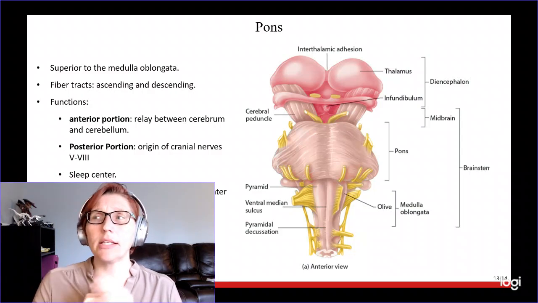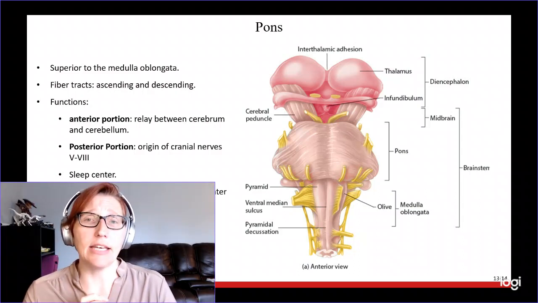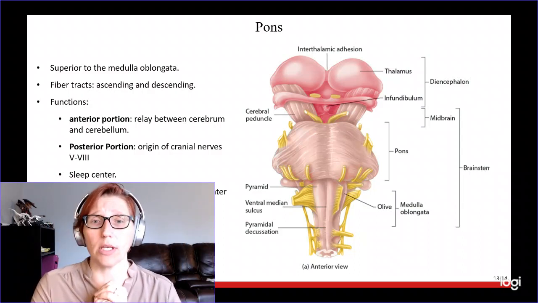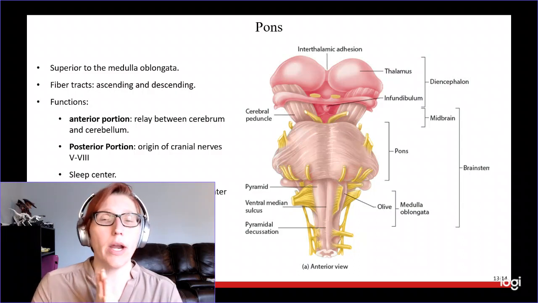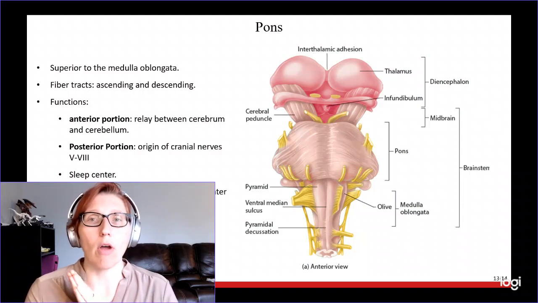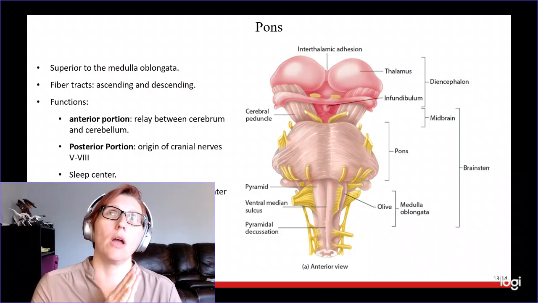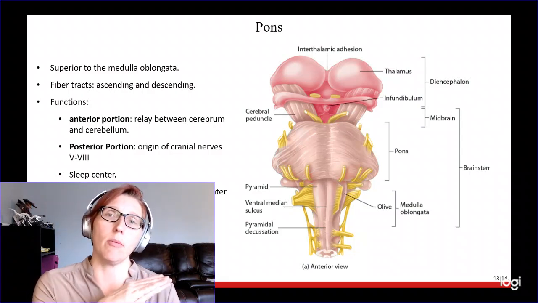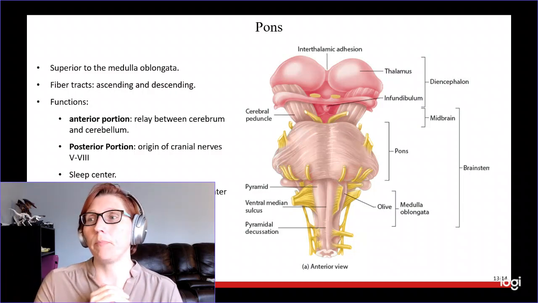All right, the pons is superior to the medulla oblongata, so it is above. It has ascending and descending fiber tracts. Look back two slides so that you know which is which. Again, I do not need you to know which cranial nerves originate from it, but I do need you to know that it is sort of a relay between the cerebrum and cerebellum. So when you're looking at this, I want you to think about the function of the cerebrum and the function of the cerebellum. What kind of information would they need relayed between one another?